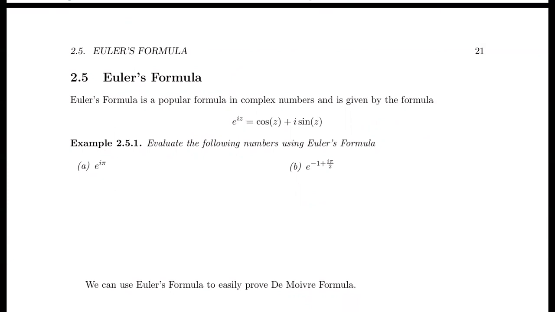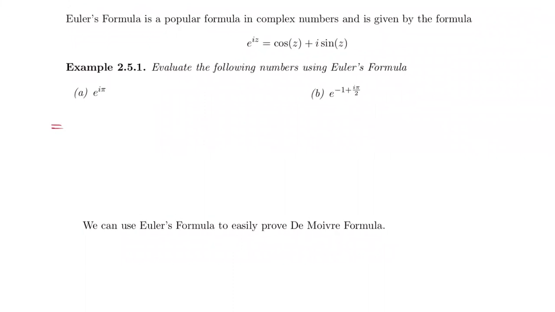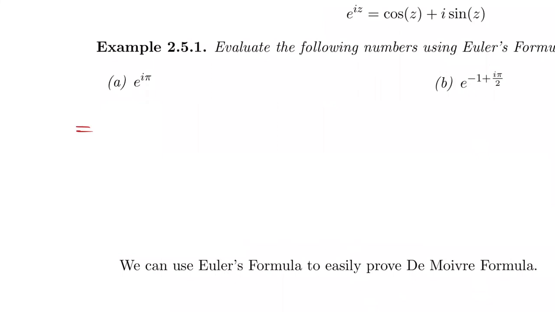So what we get here, if we just evaluate at pi, for the first one we have e to the power i pi. So everything we put in pi, we have cos of pi plus i sine pi, which is just going to be -1. So that means e to the power i pi is -1.